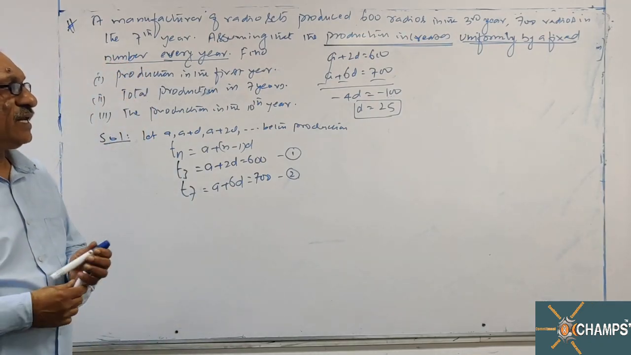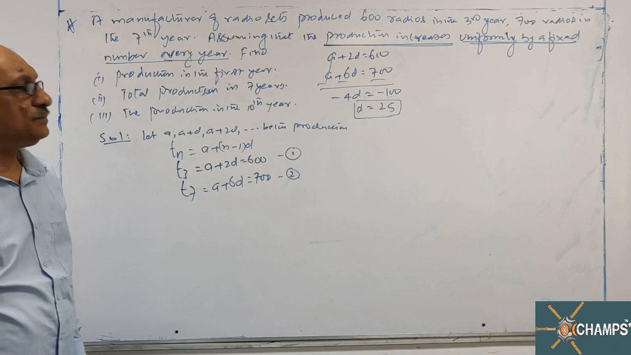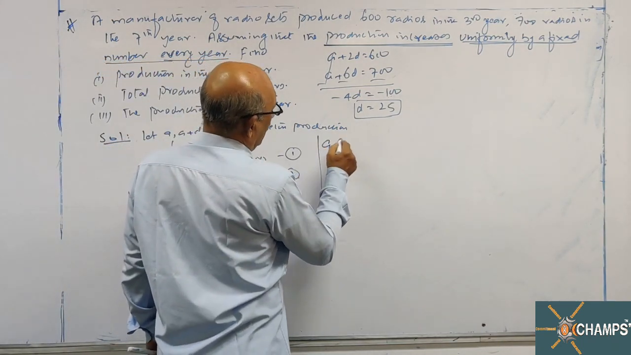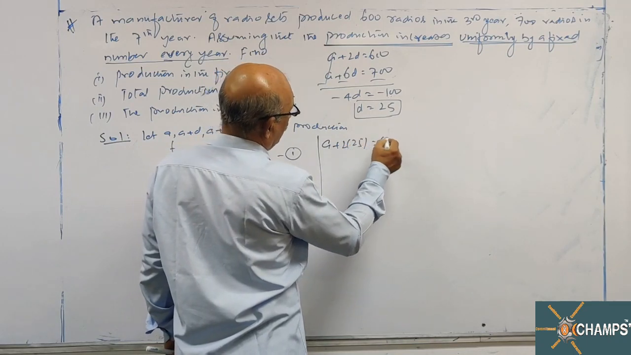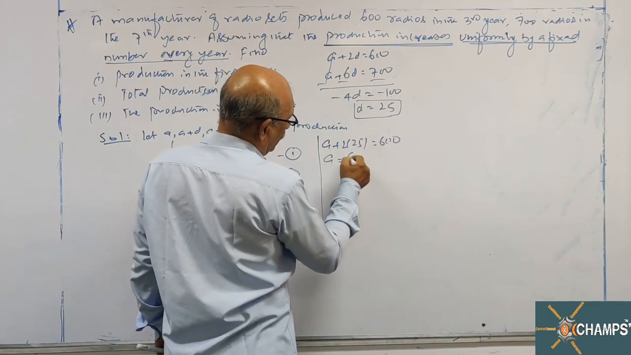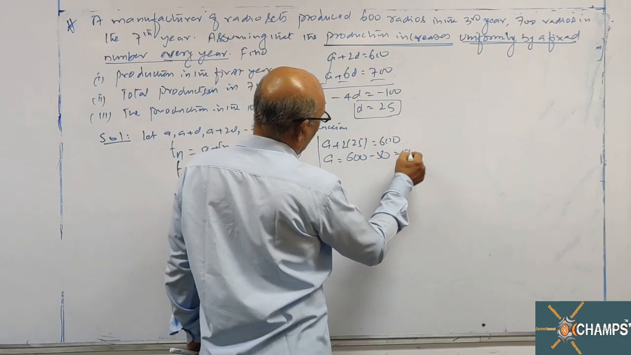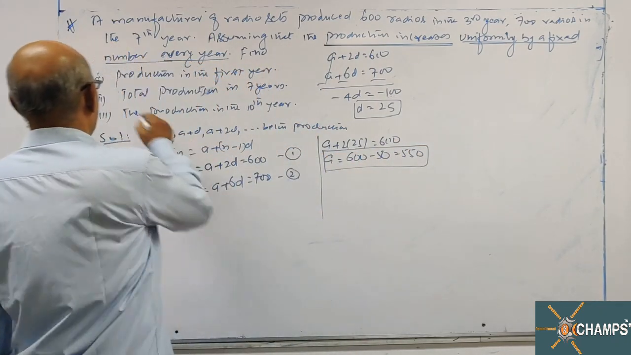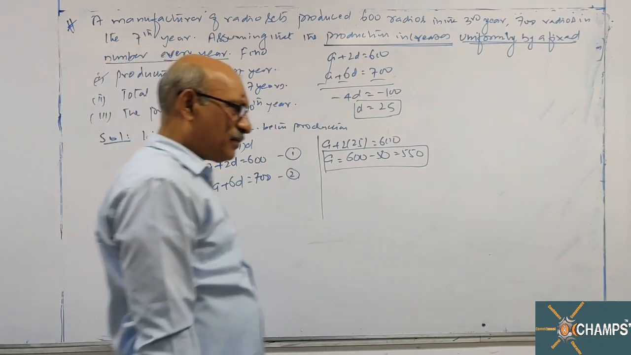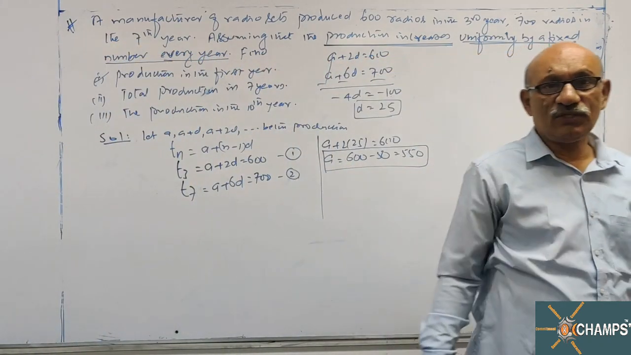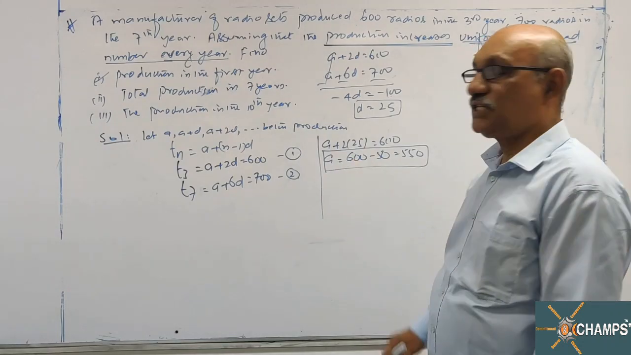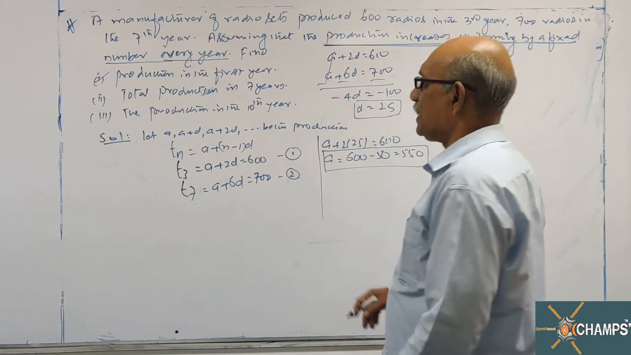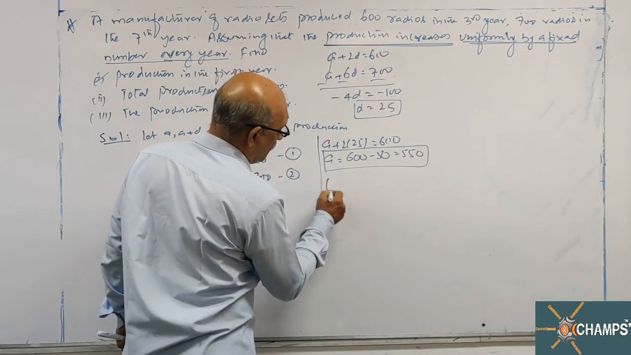So production is increasing at the rate of 25 units every year. Next, A plus 2 into 25 is 600. A is equal to 600 minus 50, 550. What is the production in the first year? 550. Answer to the first question is over. Production in the first year is equal to 550. Common difference is 25. Now let us see the third question.